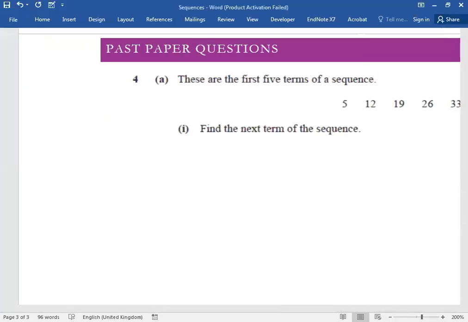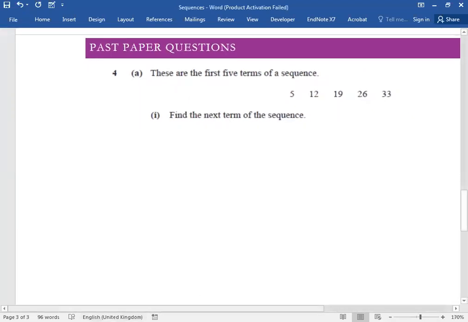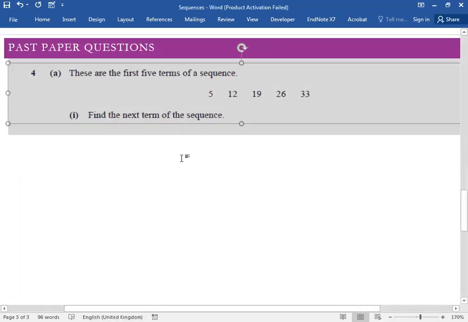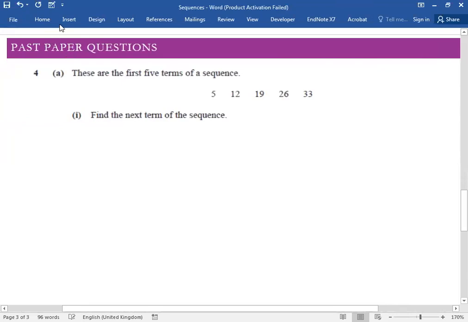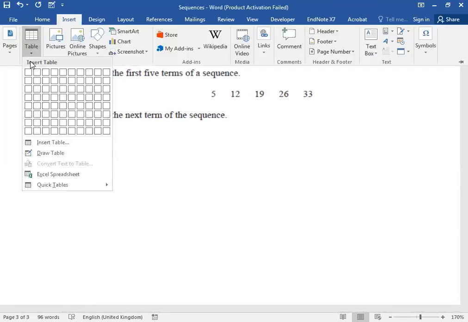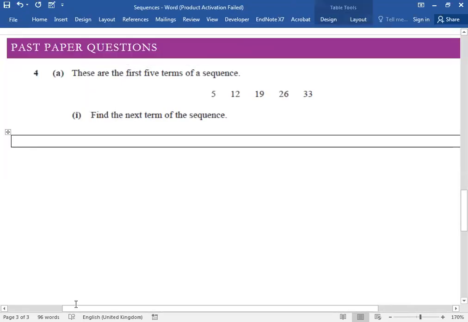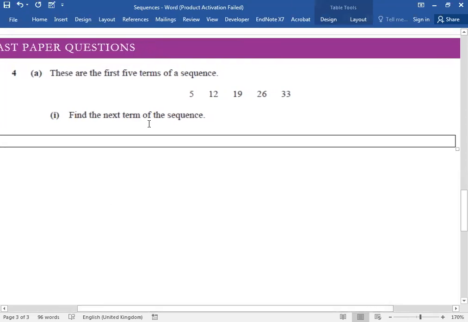Okay, so let's do a few past papers from number sequences. Read the question. This is paper 2. Calculators can be used. These are the first 5 terms of the sequence. Find the next terms of the sequence. What is the pattern that you see?